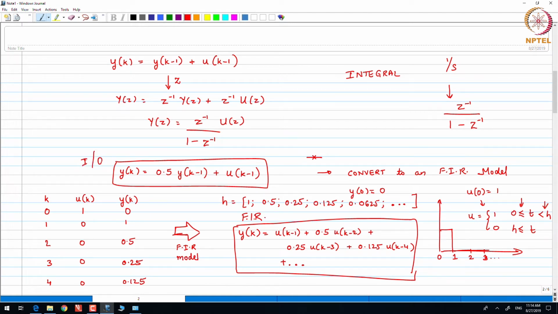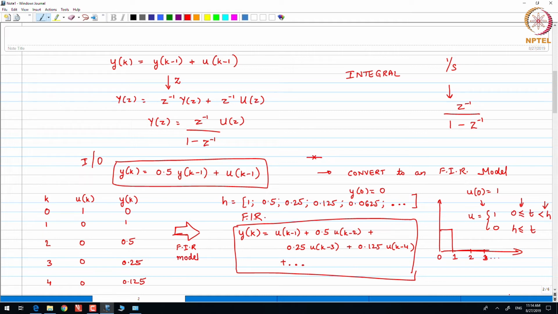This is your IO model. I hope you are able to convert the IO model into Z transform, right. Take the Z transform, you will get Y(z) equal to 0.5 z inverse plus 1 multiplied by z inverse U(z). Take that on the other side, divide, you are going to get z inverse divided by 1 minus 0.5 z inverse, that is your transfer function.